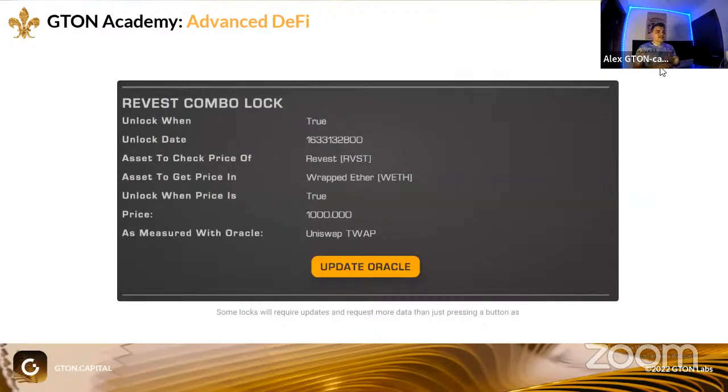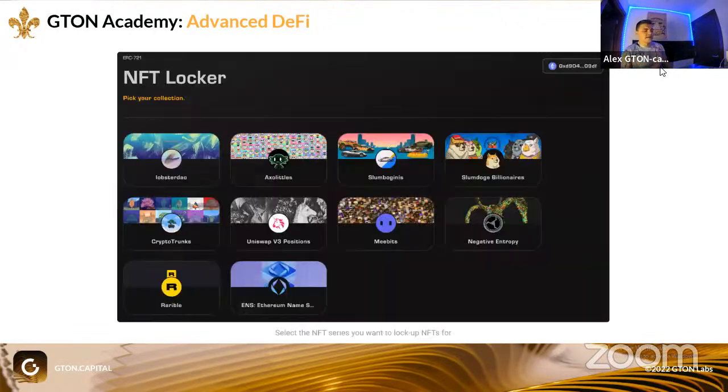Actually, all the conditions can be combined together, and we have the combo lock, which is the combination of different factors around when your assets can be unlocked. Next, please. Here I have a question. I also found you have an NFT locker. Please, Rob, explain the use case to me.